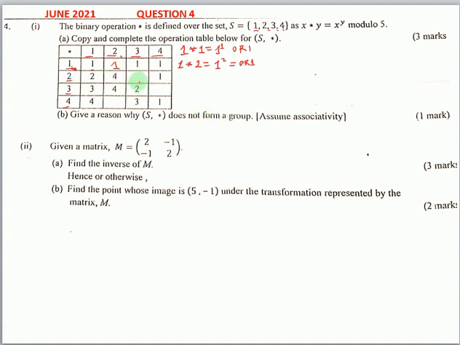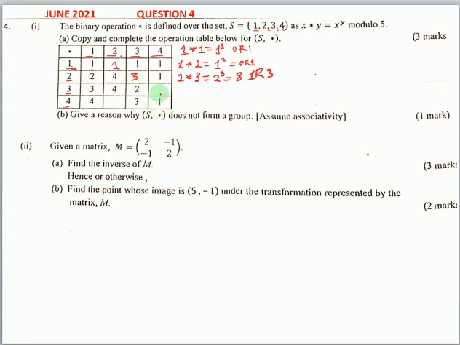Now to fill the value here, we simply take 2 star 3 so that we have the value to place here. So we have 2 star 3. If we do this rightly from the definition, it will give us 2 to the power 3. 2 to the power 3 is the same as 8. If we divide our 8 by 5, we are going to have 1 remainder 3. So the remainder is 3, so we write 3 here.